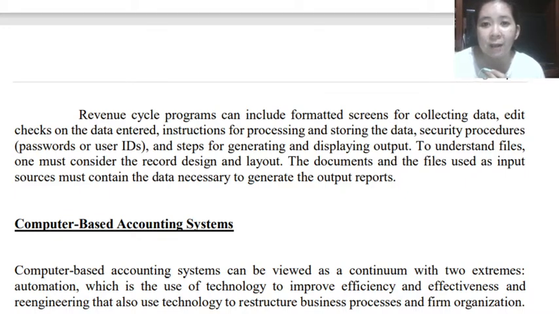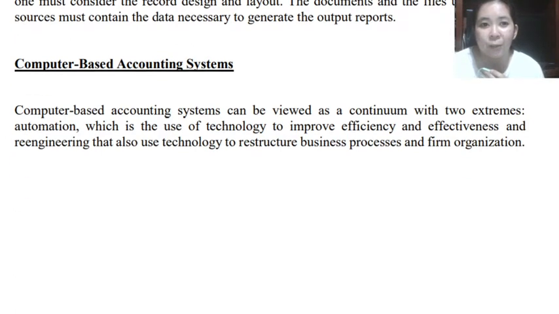To understand files, one must also consider the record design and layout of the computerized system. So the documents and the files that are used as input sources must contain the data necessary to generate the output reports to be presented. So for the computerized or computer-based accounting system, this is considered to be a continuum with two extremes, meaning automation, which is the use of technology.